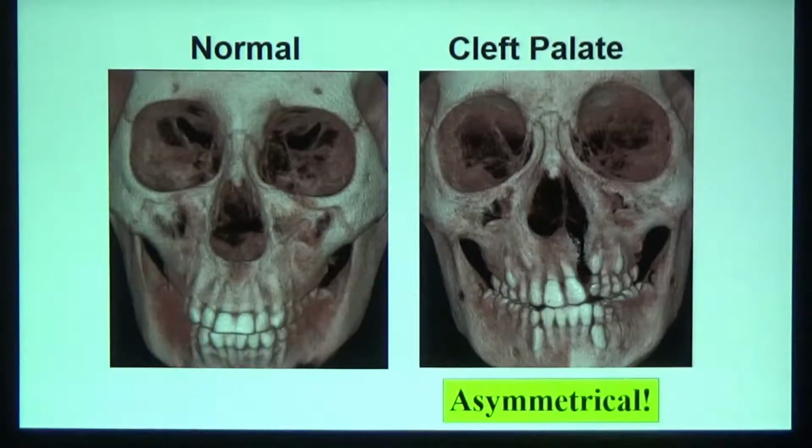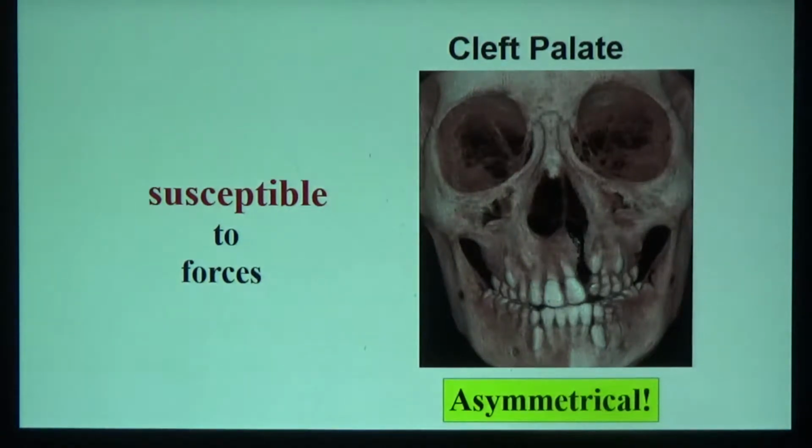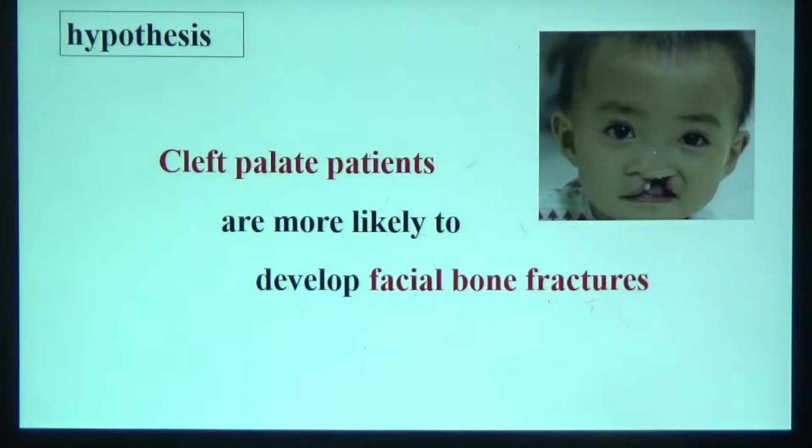Let's review cleft palate from this standpoint. For the presence of cleft palate makes the skull asymmetrical. As I explained with the analogy of the towers, asymmetrical structures are susceptible to external forces. Therefore, we can infer that cleft palate patients are more likely to develop facial bone fractures in accidents. I conducted a study to verify this hypothesis.